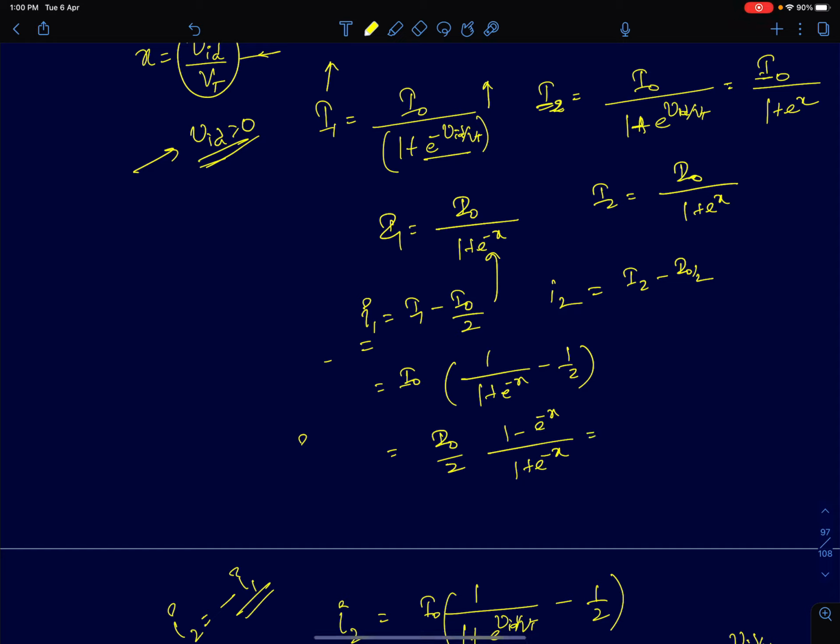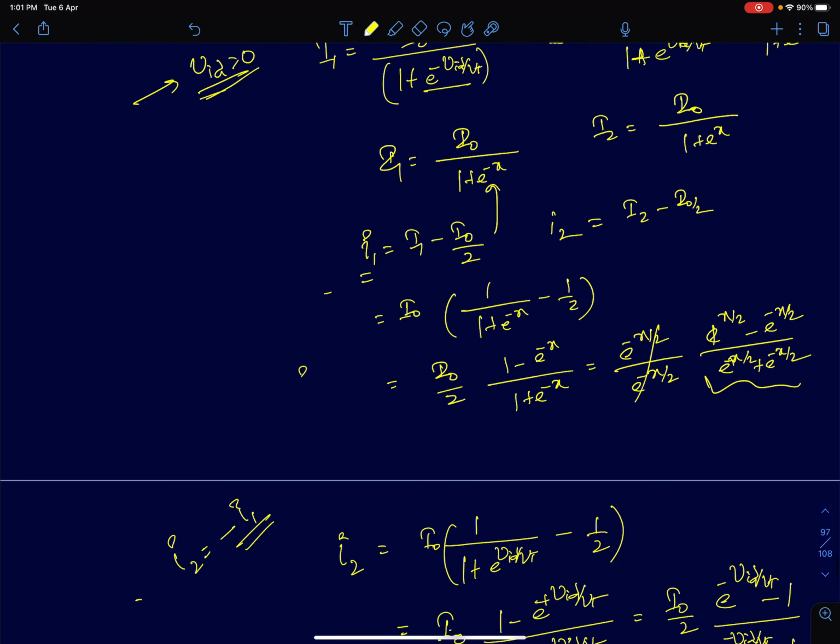So I'm going to take e power minus X by 2 common out in the numerator, and in the same way I'll take e power minus X by 2 common out in the denominator. So I'll get e power minus X by 2 minus e power plus X by 2, divided by e power minus X by 2 plus e power plus X by 2. So it will cancel out, and this term is simply tan hyperbolic X by 2. So what I am going to get is I1 as I0 by 2 into tan hyperbolic of X by 2.